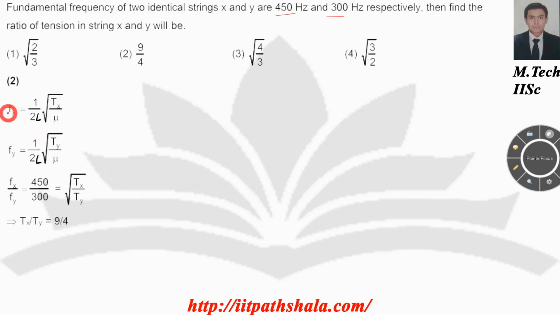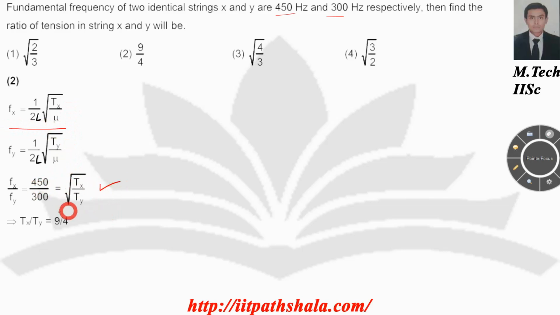Now I know the expression of frequency for my strings, which is nothing but 1 by 2L into the square root of T upon mu, where T is the tension and mu is the mass per unit length. With the following expression, what I can do is take the ratio of the following expressions. Okay, after which I'll be landing up with the following expression over here.